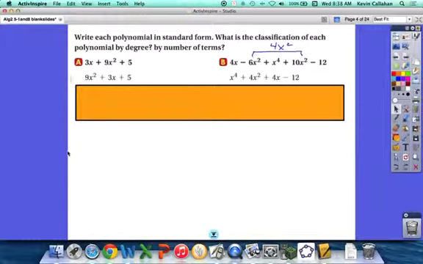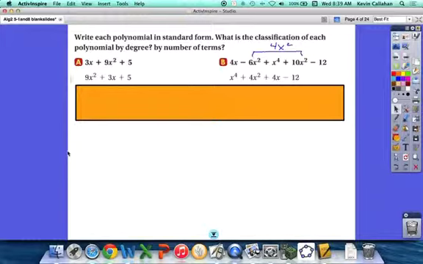Right, so here, this one is rearranged. There's our standard form. Here's our standard form. Okay, next part. Classify by degree and number of terms. By degree, this letter A, what would you say? It's quadratic, right? By degree, it's quadratic, and by number of terms, it's 1, 2, 3, trinomial. Quadratic trinomial. How about this one?